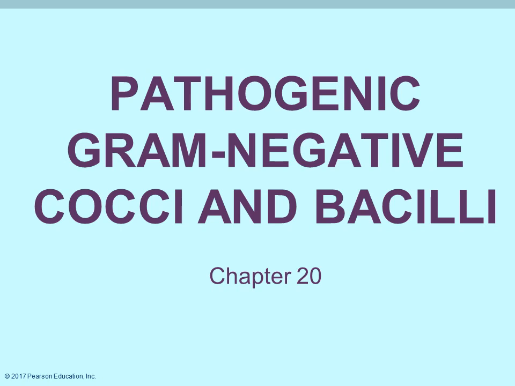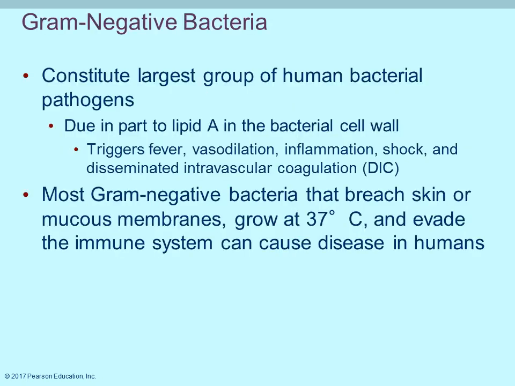This is chapter 20, dealing with gram-negative cocci and bacilli bacteria that are human pathogenic. Gram-negative bacteria, as you know, are going to look reddish pink when doing the gram stain, and they're going to comprise the largest group of pathogenic microorganisms to humans. If you remember one thing about gram-negatives, when we discussed earlier the difference in their cell wall from gram-positive bacteria, it is that they do contain lipid A in that cell wall.